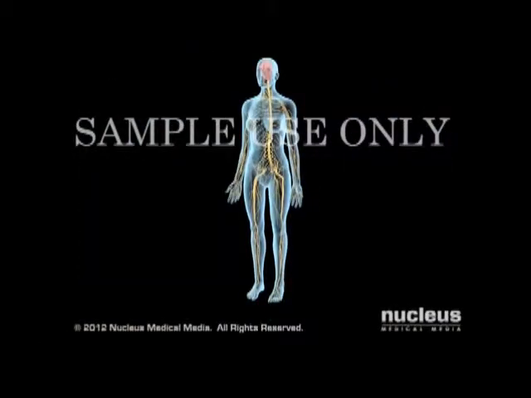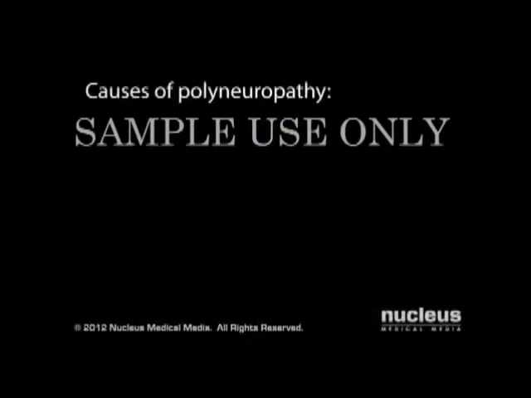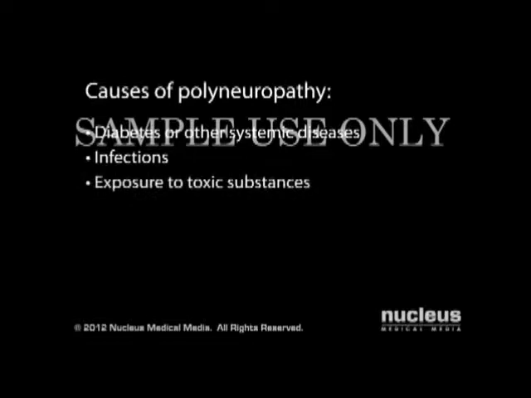Involvement of multiple nerves, called polyneuropathy, is far more common. Damage typically begins in the nerves farthest from the central nervous system and progresses symmetrically. Polyneuropathy can be caused by diabetes and other systemic diseases, infections, or exposure to toxic substances.